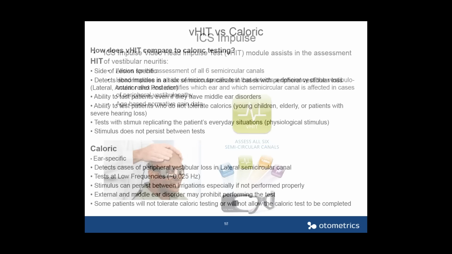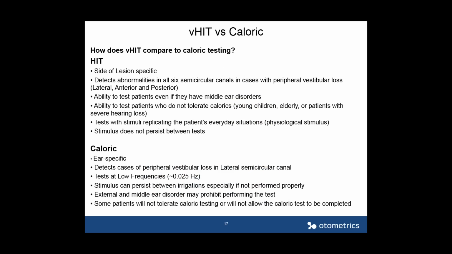I want to show you a couple of cases. Actually, before I do that, I thought I'd just throw this in: looking at VHIT versus caloric. We're not saying throw your caloric out, but VHIT does have several advantages over caloric. Again, you can assess the anterior and posterior canal. If the person comes in with a middle ear disorder as well, you can easily do VHIT, whereas with caloric, your 2 ears need to be the same to be able to compare for unilateral weakness.